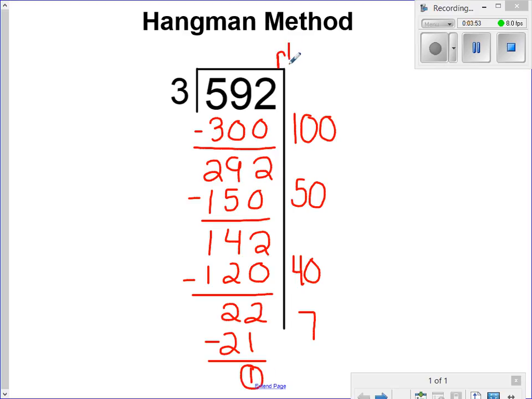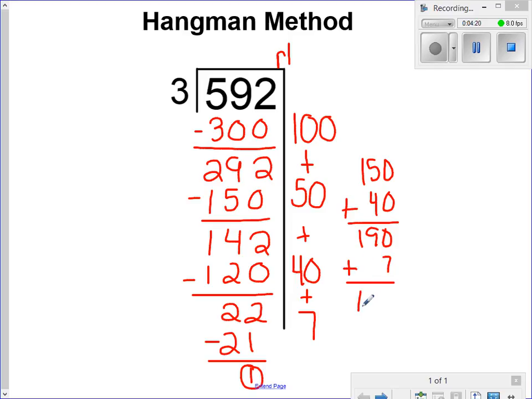Okay? Now, all these equal groups that you pull away from 592 simply get added together. Okay? So 100 plus 50 makes 150. Then we're going to add. So if your child needs to keep track, this would be something I would encourage them to do if they need to. If they don't need to, that's great. Okay, so 150 and 40 makes 190. And 190 plus 7 gives you 197.